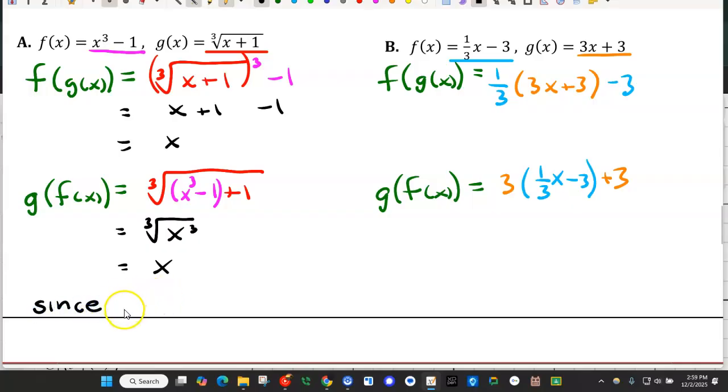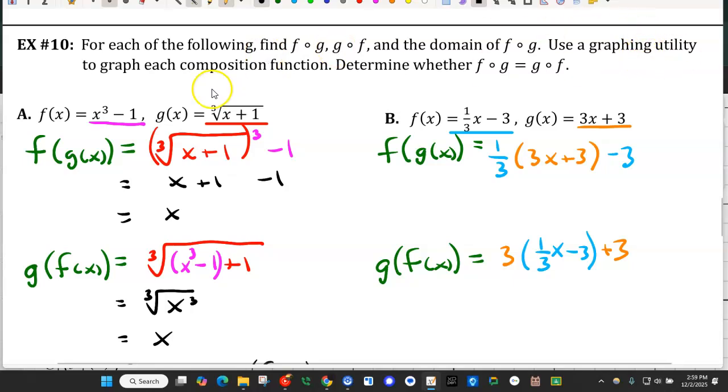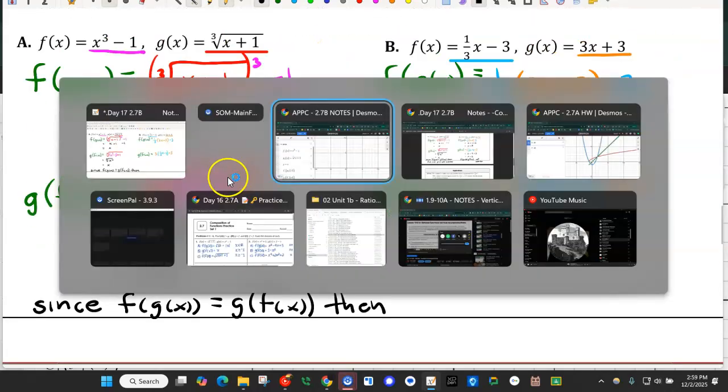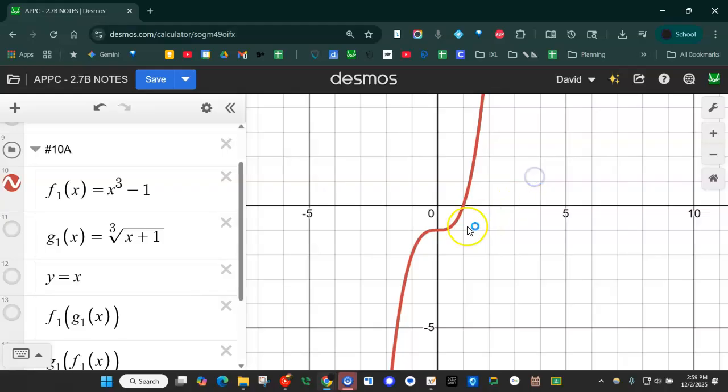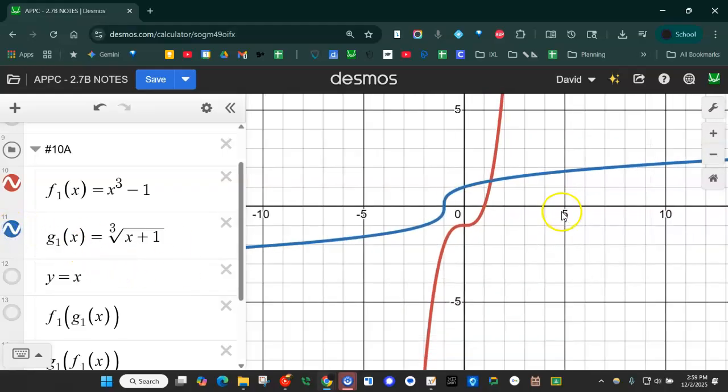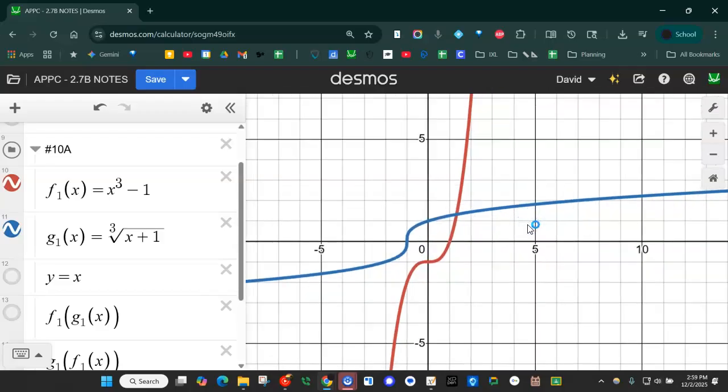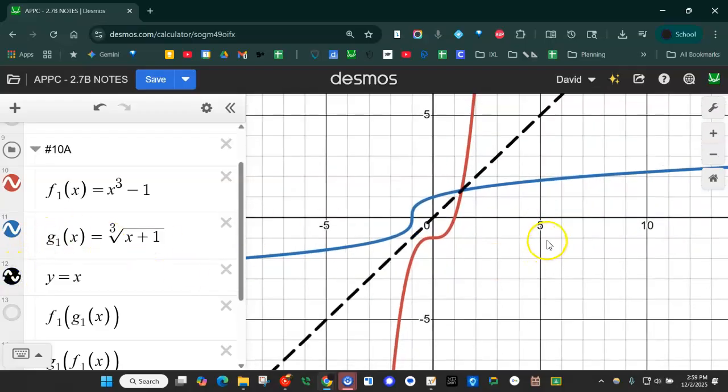So since, I'm going to write this all the way out, since these two, f of g of x and g of f of x, are equal to each other, then what is true? Well, they're both the same. Other than that, you can't really tell a whole lot algebraically. So that's why they wanted you to look at a graphing utility and just see what happens. Right here, if I graph this one, there it is. Looks like a cubic function. And if I graph this one, look at that. You can tell that they are reflections of one another.